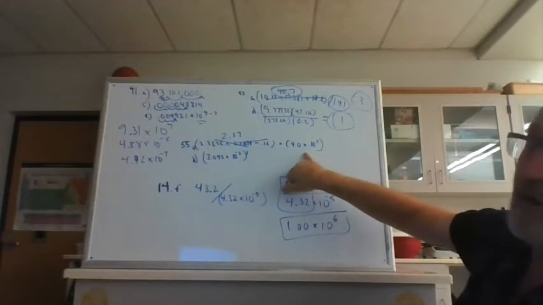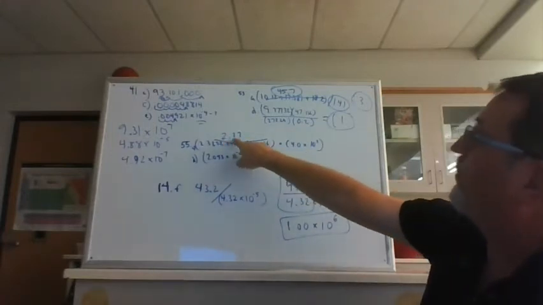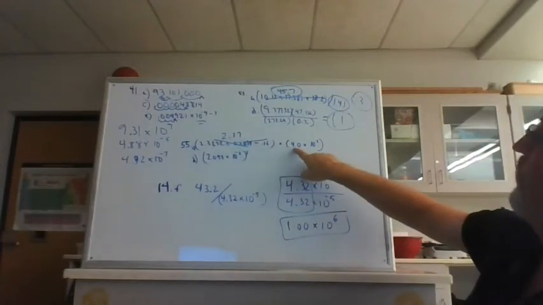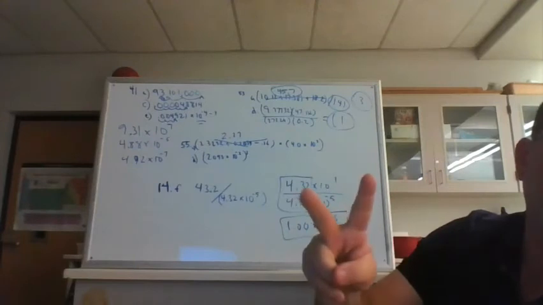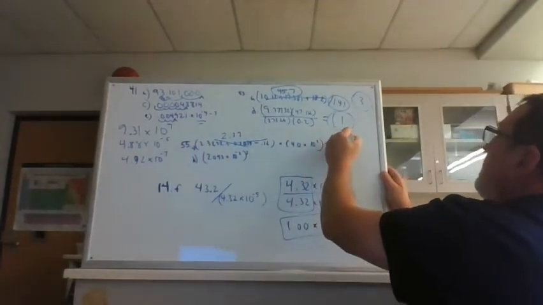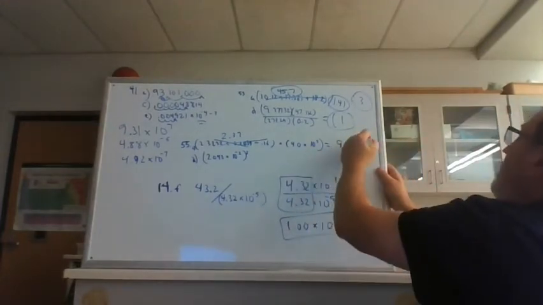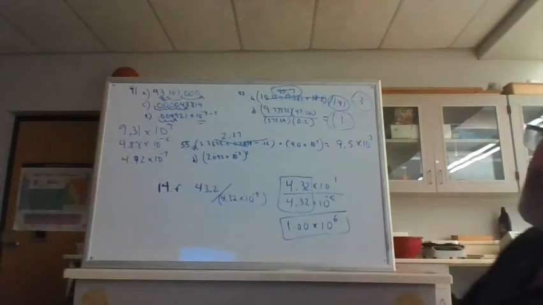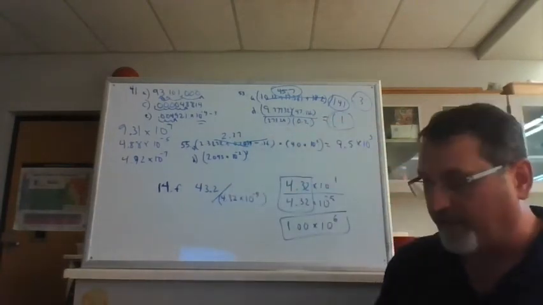Cool? Then, and this is a trick, I multiply this by this. You could do that all on your calculator, or all you need to do is multiply the 2.37 times 4. Notice this now only has 2 significant figures. So my answer can only have 2 significant figures, 9.5, and then times 10 to the third. Cool? You can always hold the powers of 10 until the very end.